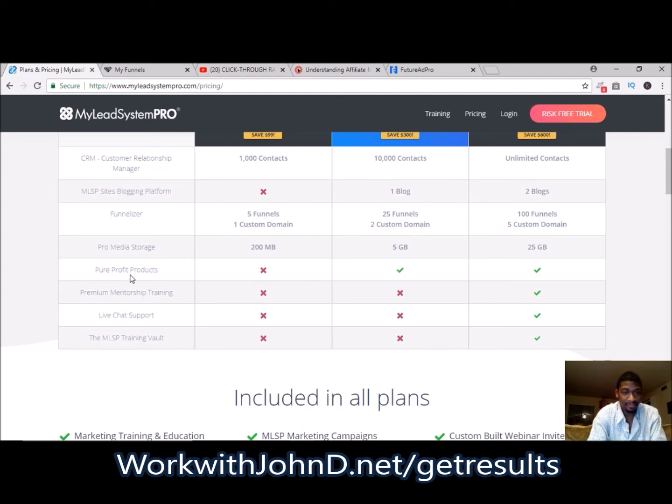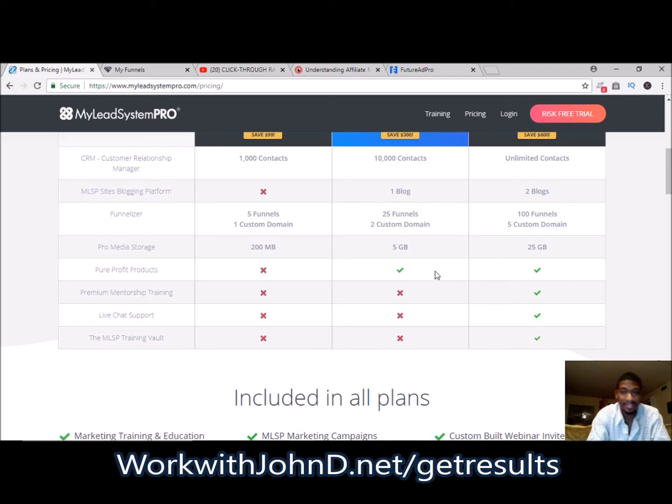Per profit products. What these are is 100% commission products that range anywhere from $1 to, I think, $497 for the top product, and all of those pay 100% commission. So you get 100% of the profit. You don't get a percentage, you get 100%. But the basic does not get access to that. Only professional and premium get access to these 100% commission products.